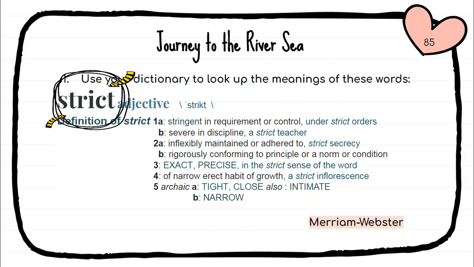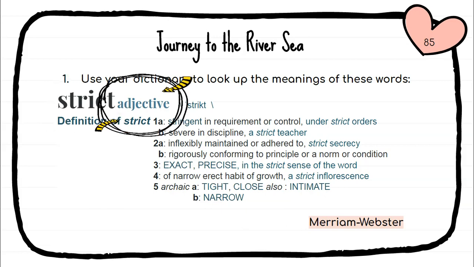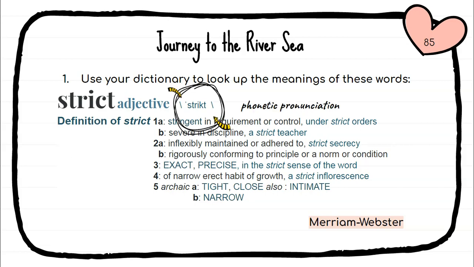Right. You'll see that they have the meaning of the word in bold and it has a special font. It's set out quite nicely. It's quite easy to see what's going on in the Merriam-Webster dictionary. They say that strict is an adjective, and there you can see those funny symbols. That is called the phonetic pronunciation. So phonetics is the study of sounds in human speech.